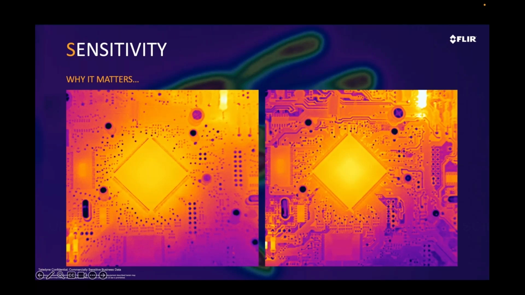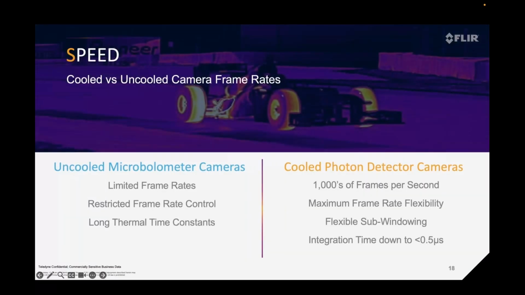So now the second S of the 5 S's is speed. And though it may sound like a straightforward camera parameter on the surface, the measurement results and data quality can actually be vastly different when using an uncooled microbolometer-based camera versus a camera with a cooled photon detector. And we'll show you some really nice examples of this.